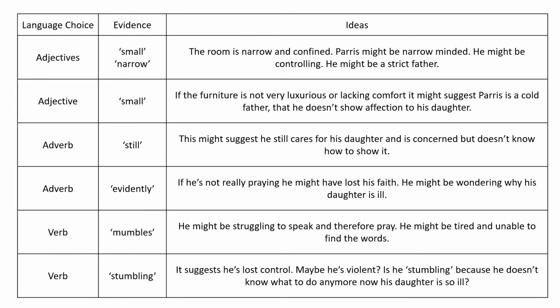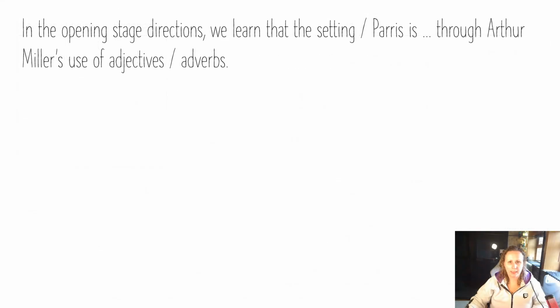Okay, so all I want you to do is to turn those quote explosions into a short paragraph telling me what you've learned about the setting and Reverend Paris in the opening stage directions of The Crucible. And I've got some things on the screen that will help you do that. So we've got in the opening stage directions, we learn that the setting, or Paris, and choose which you're going to write about, is what's it like? Give me some ideas. Through Arthur Miller, that's the playwright, his use of adjectives or adverbs or verbs.